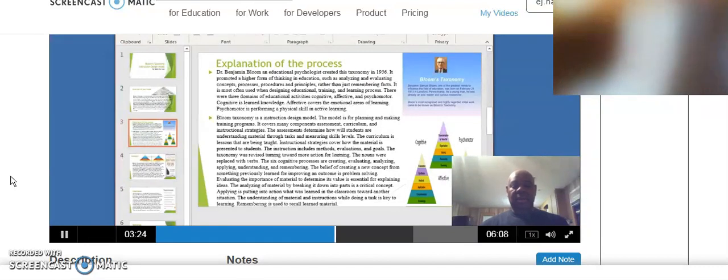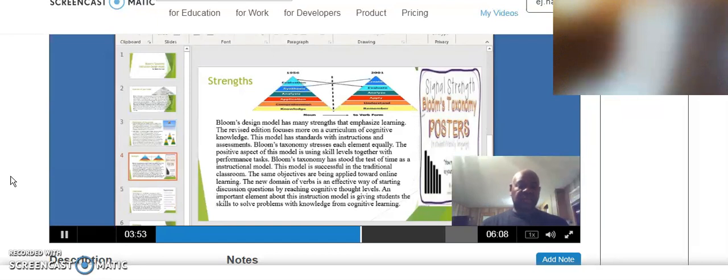Analyzing material by breaking it down into parts is a critical concept. Applying is putting into action what was learned in the classroom toward another situation. The understanding of material and instruction while doing a task is key to learning. Remembering is used to recall learned material.